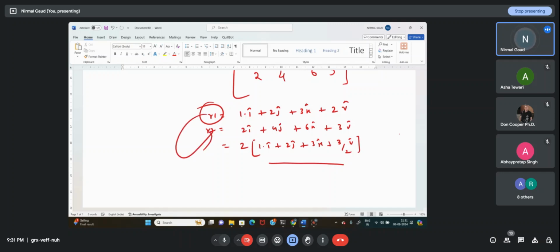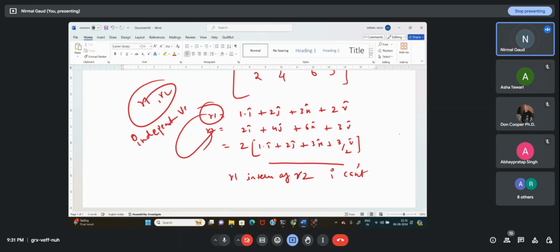This r2 would completely become like r1 if this was not 3 by 2, but at the moment we are having it as 3 by 2. So I can't represent r1 in terms of r2. So that means r1 and r2 are two independent vectors. And since we are having two independent vectors, the rank of the matrix is 2.